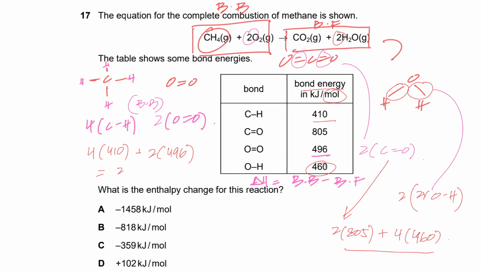This gives me 2632, and that gives me 3450. Now it's bonds broken, which is 2632, minus bonds formed, which is 3450. What do you get? You get a negative value, and that's negative 818 kilojoule per mole, and therefore the answer is B, not A.